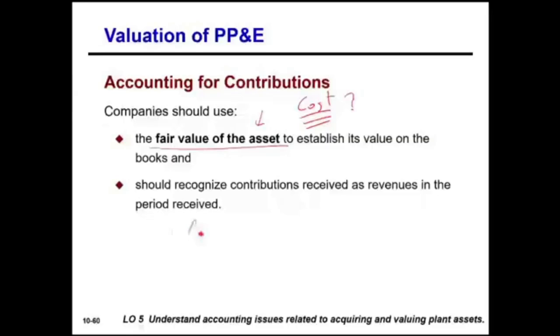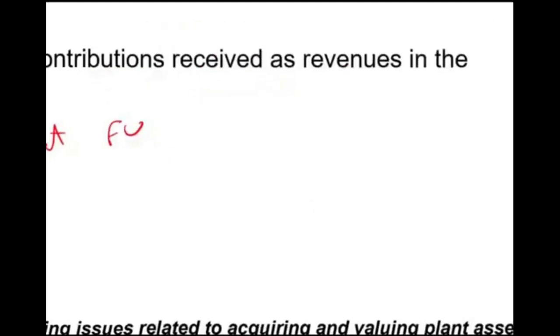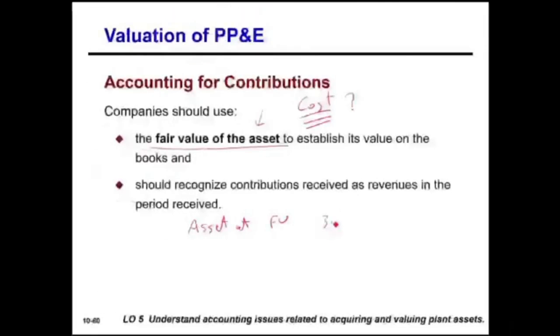So we're going to debit the asset at fair value. That's the debit. Let's assume, I don't know, make it 30,000. And we're going to credit some type of revenue for 30,000. Some say you should credit capital. Well, if the owners are getting something in return, it's a capital contribution. But here, nobody is getting anything in return. They are just contributing. That's accounting for contribution.